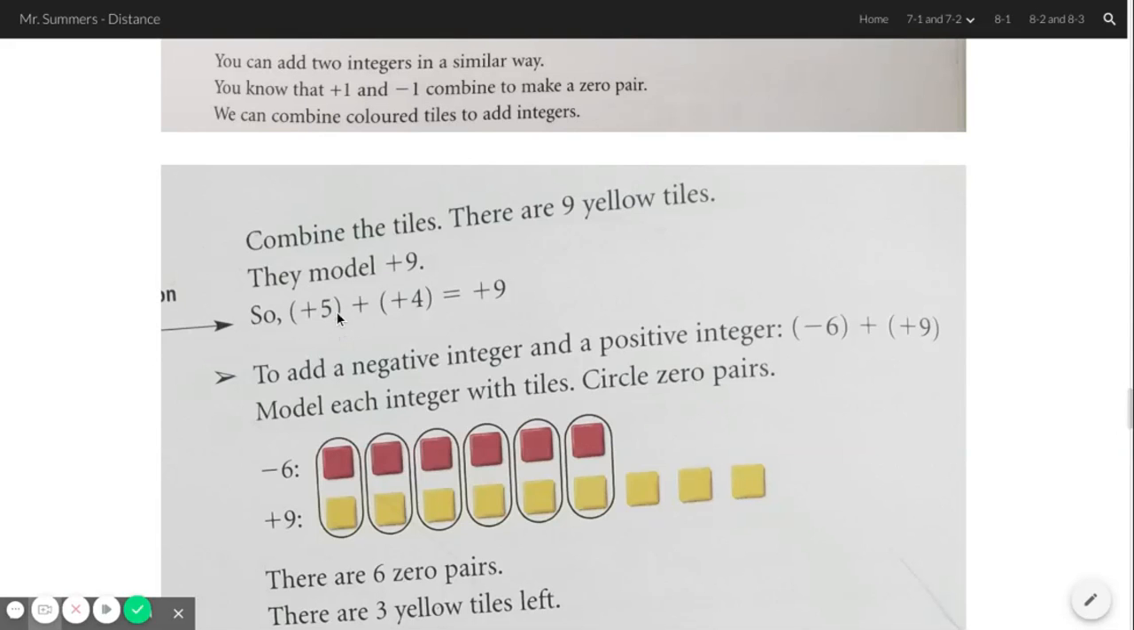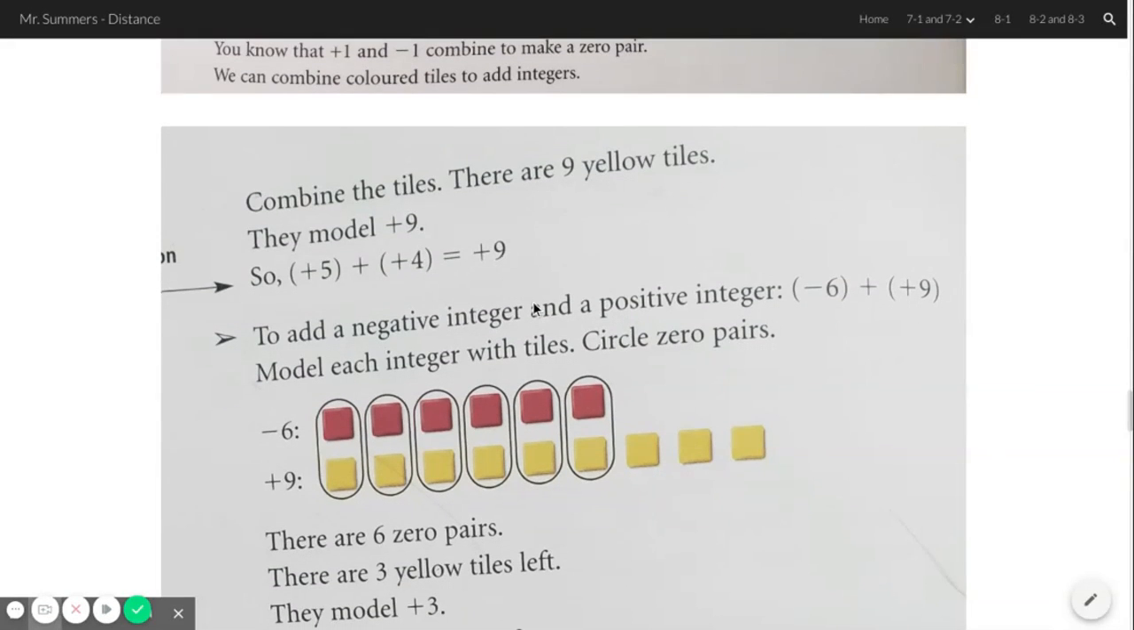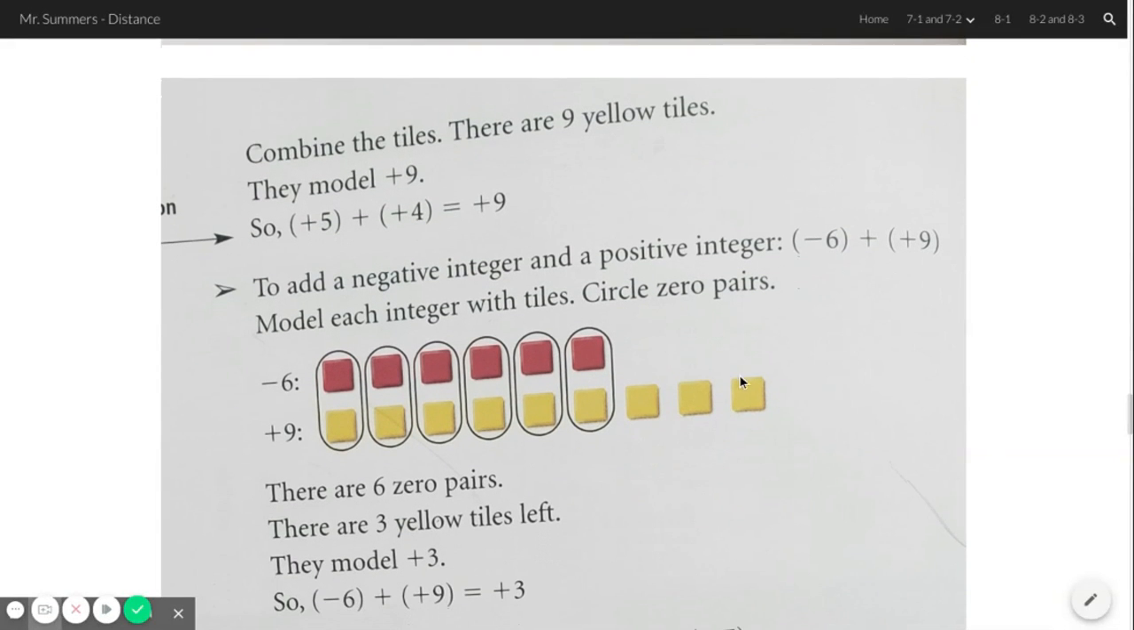Just to make it very, very clear, we put in parentheses, right? So we're talking about positive 5. We're going to add positive 4, which would equal positive 9, right? So it's a bit trickier when we're talking about representing negative numbers, but again, if you use parentheses, it just makes sense. These are negative counters.